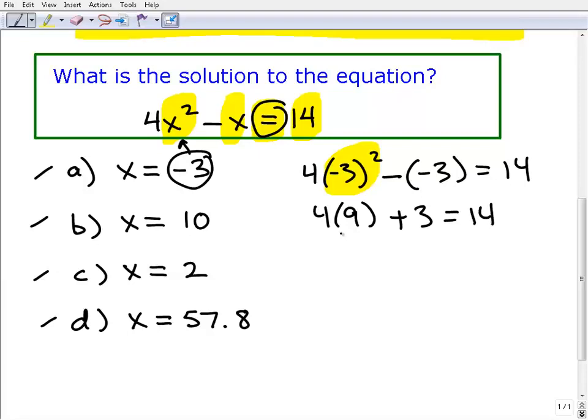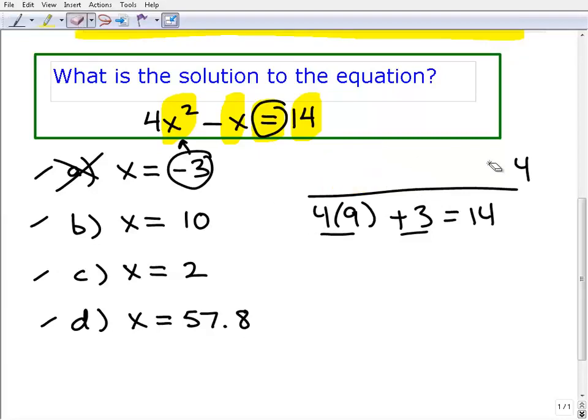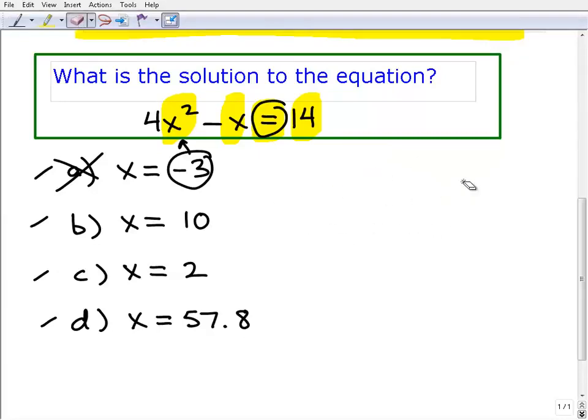Okay, so here clearly I'm going to get 36 plus 3. The left-hand side is not going to equal the right-hand side. There's no way. And some of you might have recognized that when you plug it in, there's no way the left-hand side is going to end up being 14. So let's scratch A as a possible solution. It's not going to work. So that's good. This is a process of elimination.